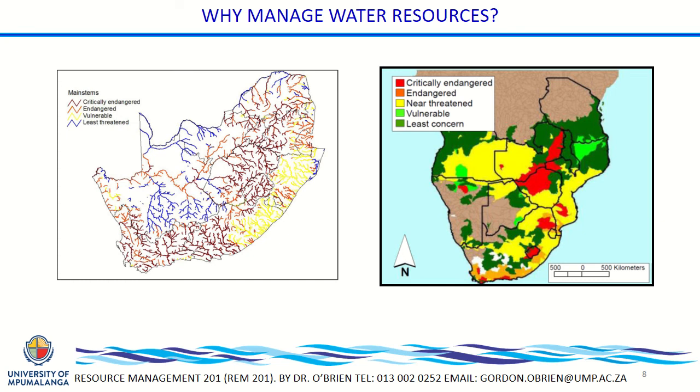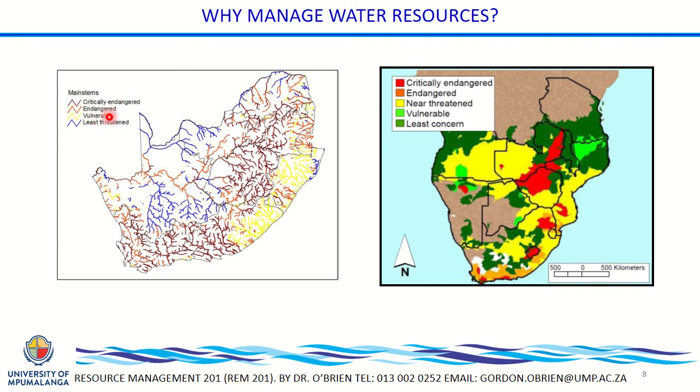This is a map from the National Biodiversity State Assessment of South Africa. And you can see on the right-hand side, over here, this is a map showing all the critically endangered river systems that are totally unsustainable. We've destroyed them. They're no longer functioning. They don't have the biodiversity representative of what was there before we developed.